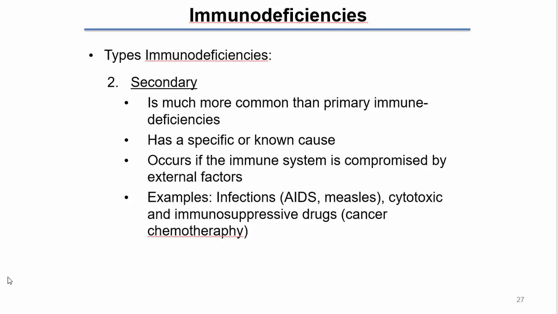Secondary is way more common. Secondary is where the cause of the immunodeficiency is linked to something else, and we know what it is. It's a compromise of the immune system. So this could be drugs, chemotherapy, immunosuppressive drugs. People that are taking prednisone for its anti-inflammatory effects will become immunodeficient because that's the side effect of the drug.